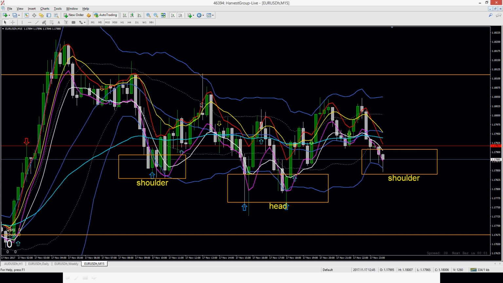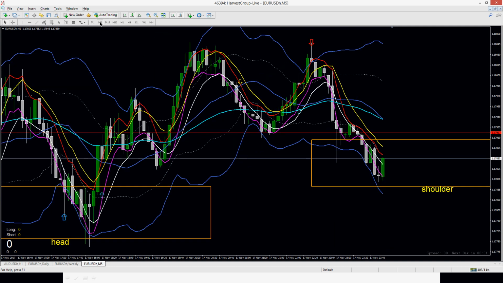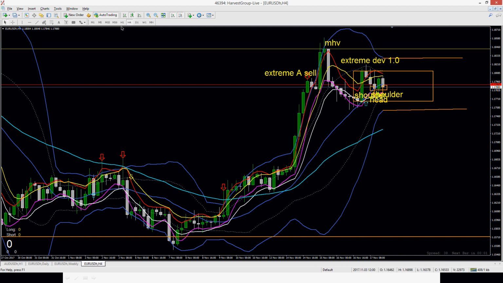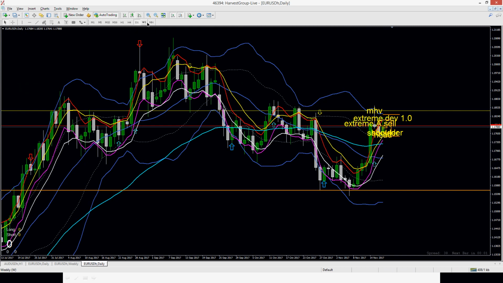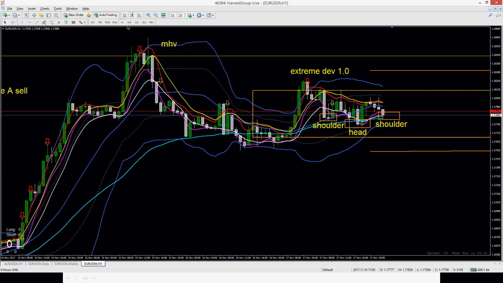However, we know from the higher time frames that there are already possible buy setups over here. So we have extreme A buy over here, extreme A buy, extreme A buy. However, there's no momentum as of yet over here. So the price is still ranging within the M15 Bollinger Band. Okay, so I'm not going to go through M5.